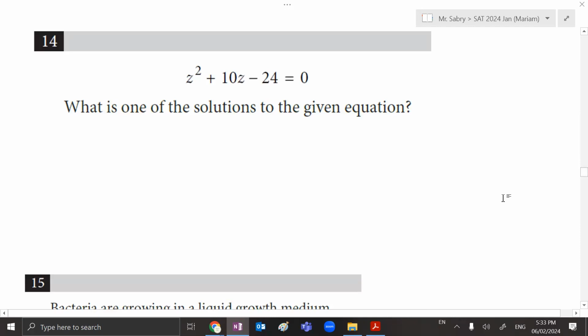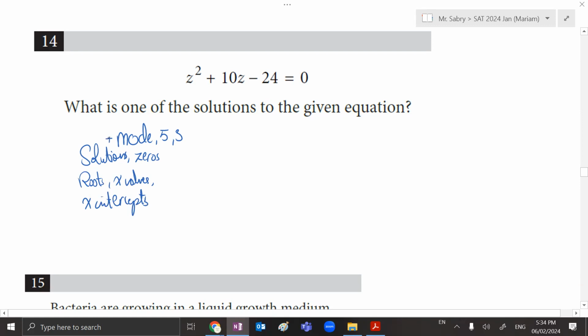Number 14. What is one of the solutions to the given equation? So that's a quadratic equation. There are three methods to do this. If we have a calculator, we can use mode 5-3 and it would get us the solutions, which we also call zeros, roots, x values, and x intercepts. All are the same thing, and they can all be found using the calculator mode 5-3.